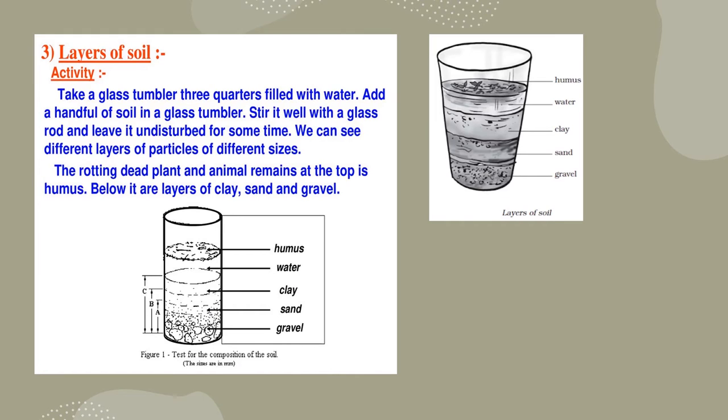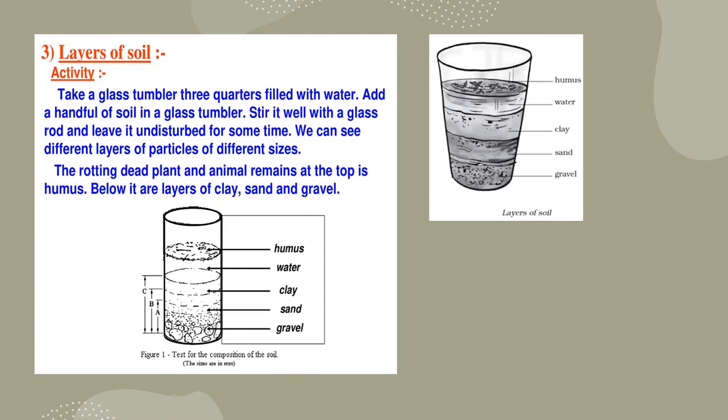Actually, the tumbler one is a textbook figure. It is a general experiment. We can take even a glass bottle or a plastic bottle. Now to do this experiment, you take a glass tumbler and fill it with water up to 3/4. Add a handful of soil in the glass tumbler or the bottle that you are taking. Stir it well with a glass rod and leave it undisturbed for some time. Now we can see different layers of particles of soil with different sizes.